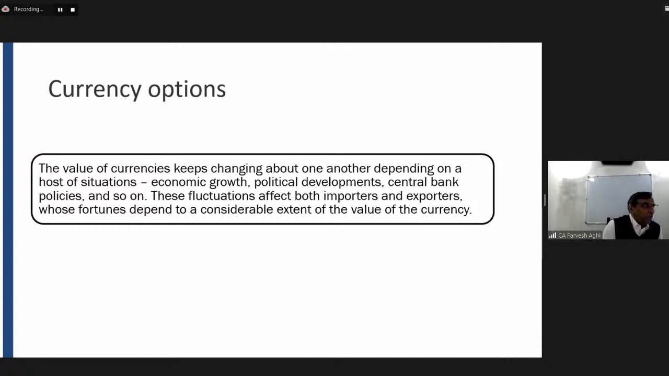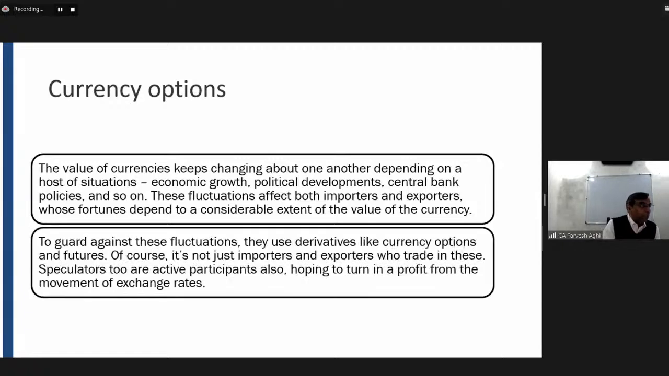Now these fluctuations affect both importers and exporters, whose fortunes depend to a considerable extent on the value of the currency. Now, if you're an importer or exporter and the value of these currencies change, you can be greatly impacted. Okay, as we know, the value of the company can go up and down because of this. The economic exposure, if you remember. To guard against these fluctuations, they use derivatives like currency options and futures.